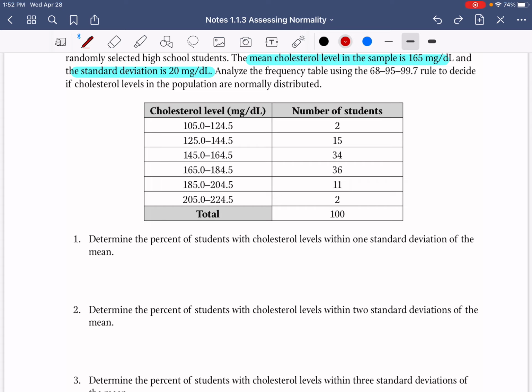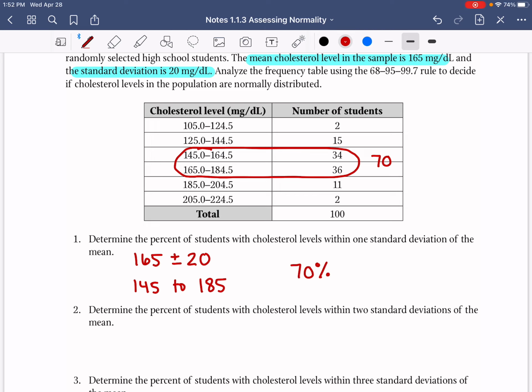All right, so our mean is 165. So we're going to take 165 and we're going to add and subtract the standard deviation. The standard deviation is 20. So 165 minus 20 means we're looking between 145 to, if you add 20, it's 185. So we're looking at cholesterol levels between 145 and 185. So that would be from 145 all the way to 184.5, these ones right here. So how many people is that? That's 70, right? 34 plus 36 is 70. So out of 100 people, that is 70%. We needed it to be 68, but 70 is pretty close to 68.